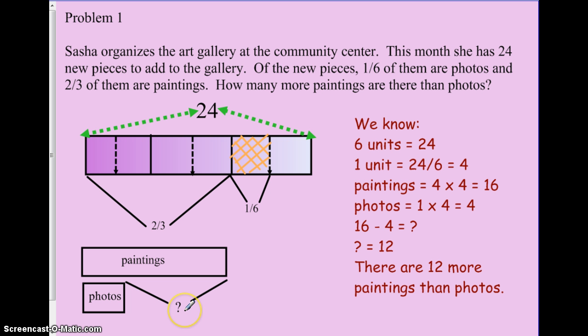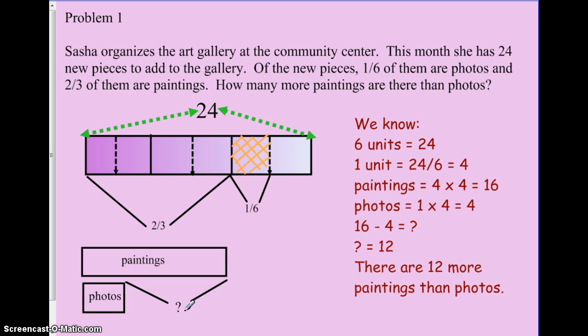Problem 1. Sasha organizes the art gallery at the community center. This month she has 24 new pieces to add to the gallery. Of the new pieces, 1/6 of them are photos and 2/3 of them are paintings. How many more paintings are there than photos?